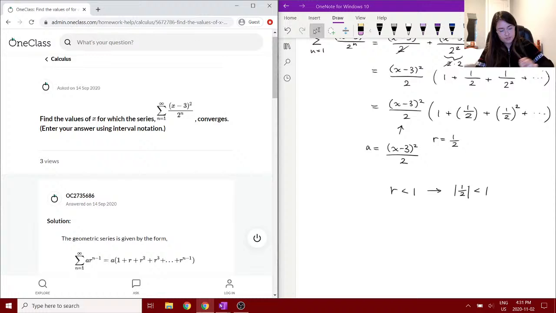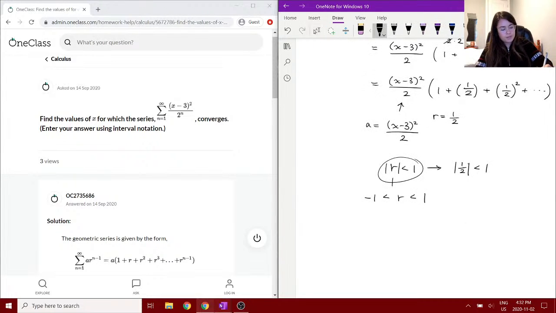It's asking for the answer in interval notation. You can write it in the absolute value form, or because it's absolute value, it's equivalent to saying that r is greater than minus 1 and r is less than 1, since absolute value allows for both positive and negative values. So this will be the final answer, and we know that our series converges when r is in between the values of minus 1 and 1. So I think that's all we'll be covering for today.